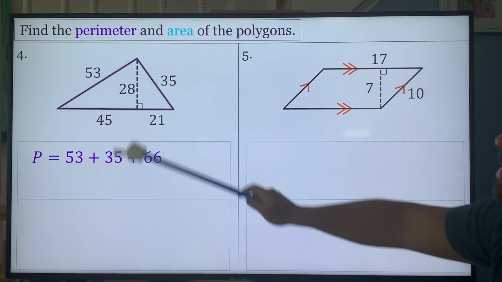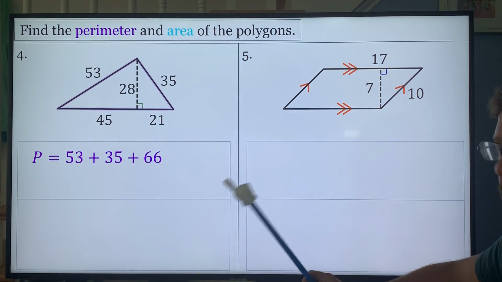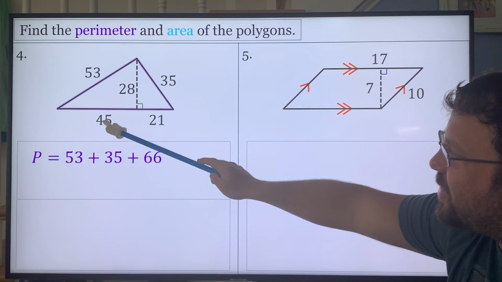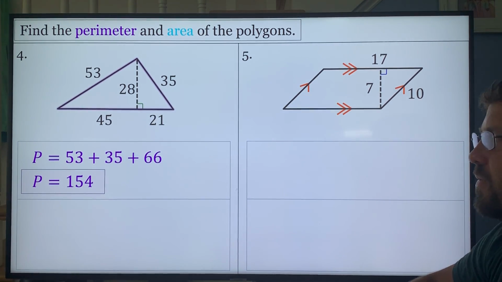So you would do 55 plus 35 plus, where'd 66 come from? It comes from 45 plus 21, and that's your 66. You add them all together, and you get 154. All right? Find the area.